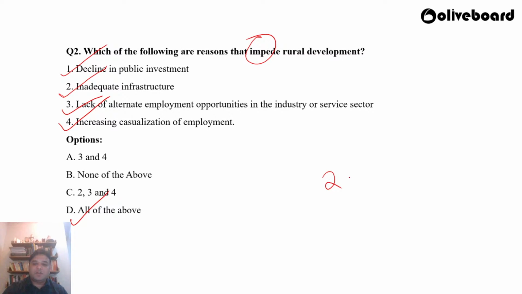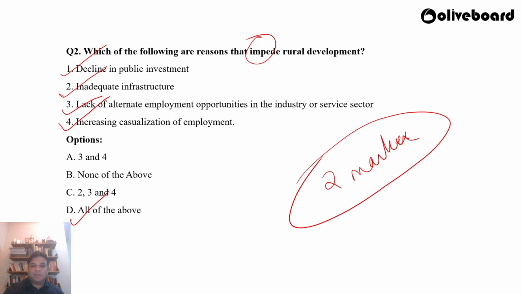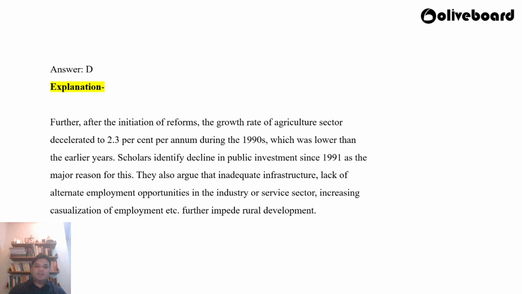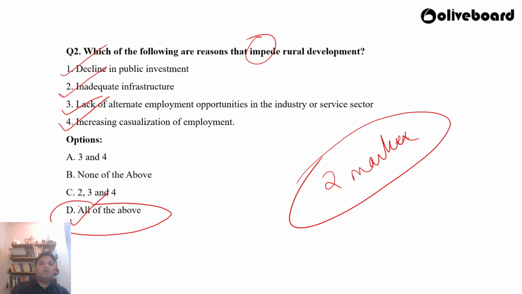This is a typical question which could be asked even as a 2 marker. So such easy 2 markers are also asked in the exam. Don't be under the impression that only tough questions are asked as 2 markers in Grade B Phase 2. Okay, so let's see what's the correct answer for this. The correct answer is D, all of the above.